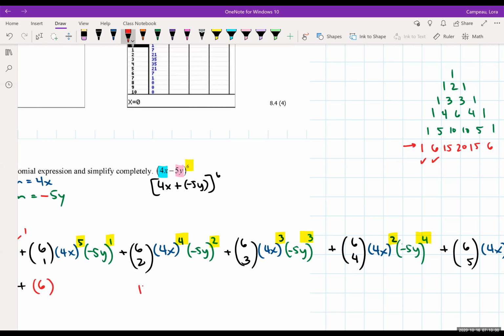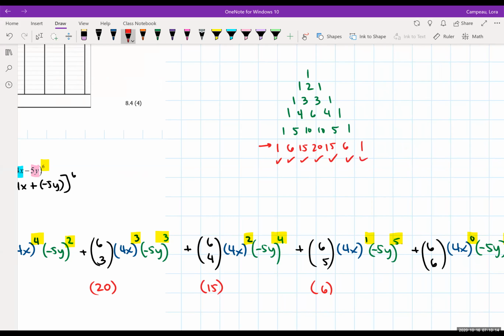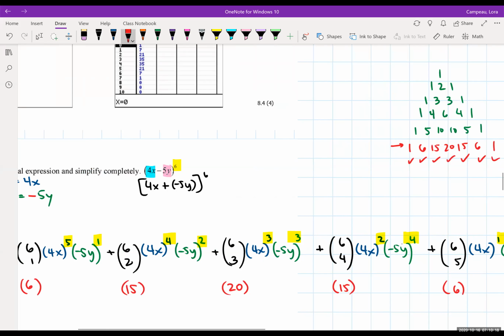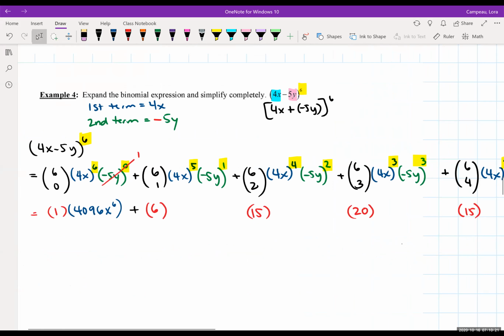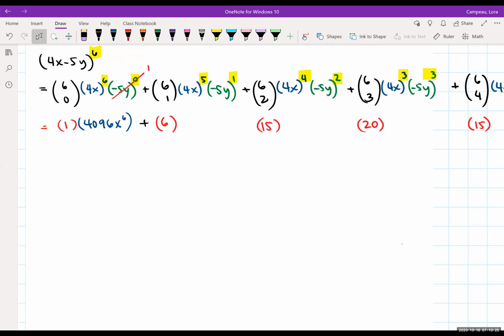6 choose 2 is 15. 6 choose 3 is 20. 6 choose 4 is another 15. 6 choose 5 is 6. And 6 choose 6 is another 1. That way we don't have to keep scrolling back and forth on that. So now I've got my coefficients taken care of. Now it's a matter of just simplifying your powers of your terms.